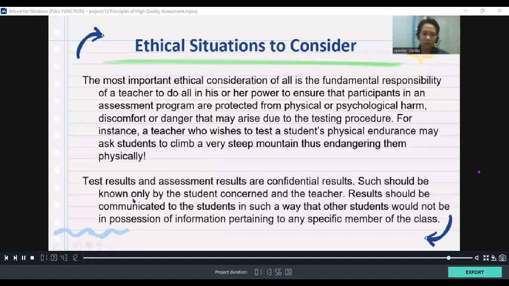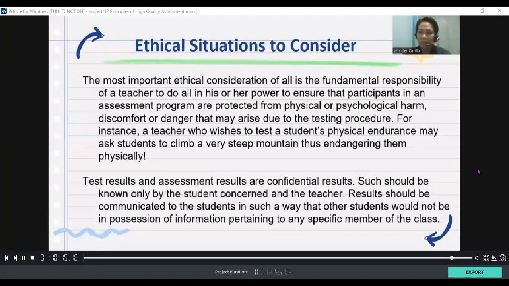Test results and assessment results are confidential results. Such should be known only by the student concerned and the teacher. So the scores of the students, we should not announce them. We should not post or announce them publicly, because it might give them discomfort or lower their self-confidence or esteem.